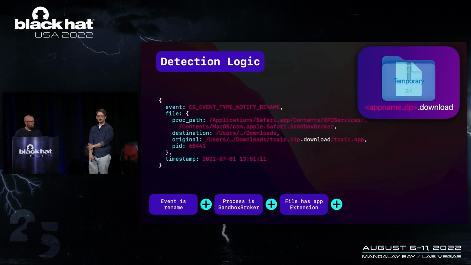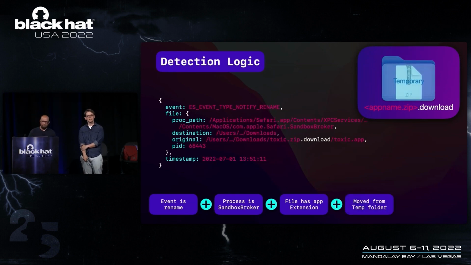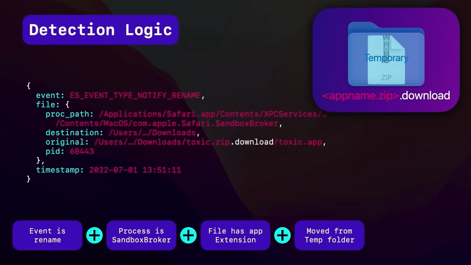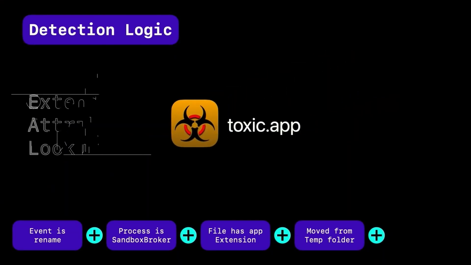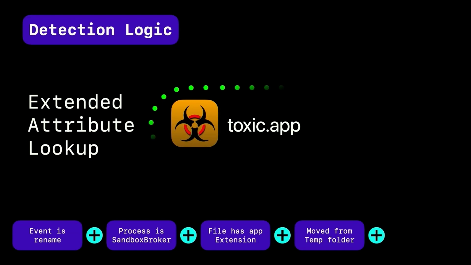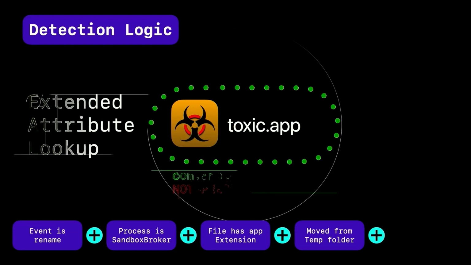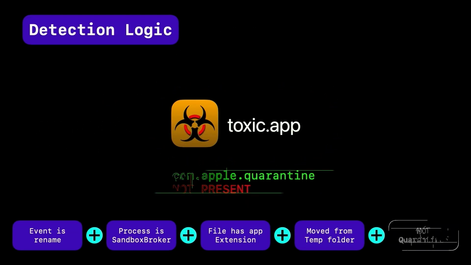Then we make sure that the original location is the temporary directory that the Sandbox broker creates when it's unzipping the file and moving it back to downloads. And then finally, we do an extended attribute lookup to ensure that the quarantine attribute was actually applied.